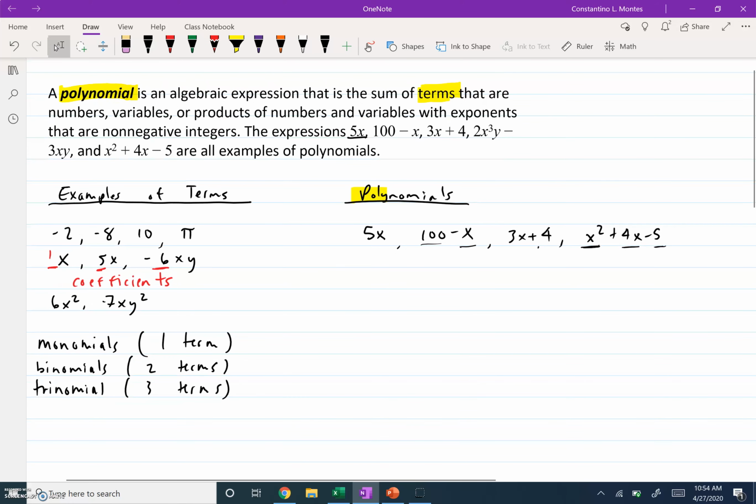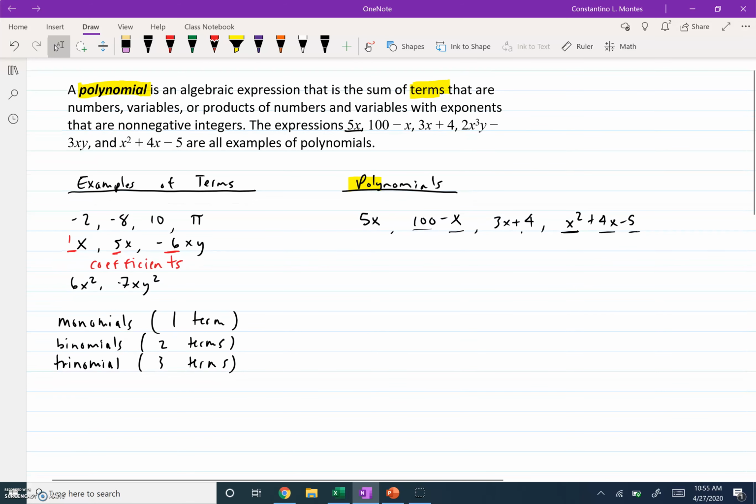All right, so a polynomial is going to be a collection of terms, and terms can be numbers, variables, or any combination of those things multiplied together. All right, so what are we going to do with these? Well, we are going to jump into how we add and subtract them, right?